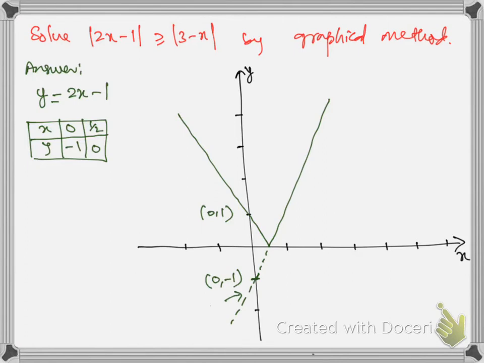Now, this is the negative part of the graph 2x minus 1, because this line has negative gradient. And this is the positive part of the graph, because this line has positive gradient. And this is the vertex, it's 0.5, 0.